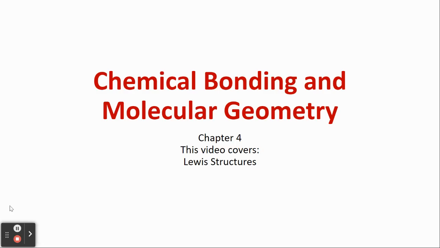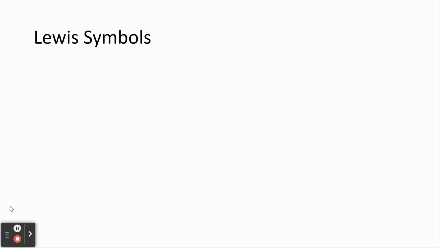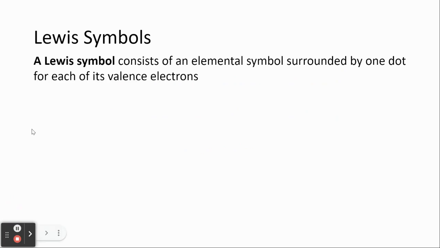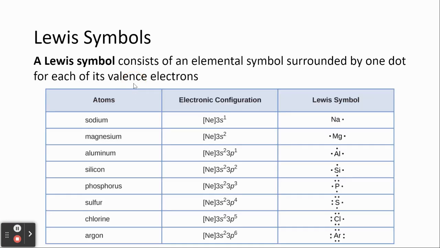Hello, this video covers Lewis structures. When we talk about a Lewis structure, it contains the elemental symbol surrounded by one dot for each valence electron.